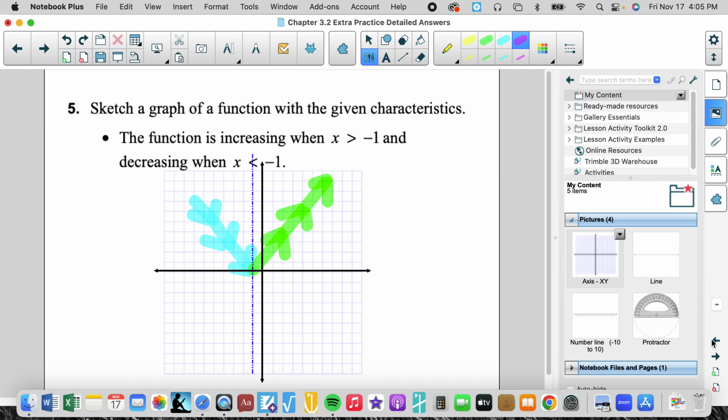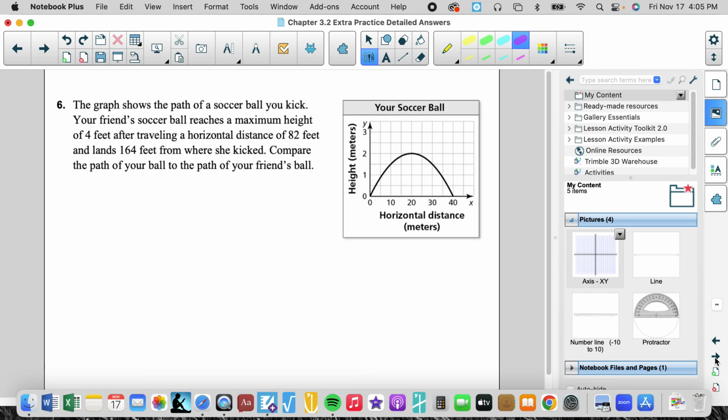Yeah, I'm just looking back at this one. I want to make sure the function is increasing and decreasing. Yeah, I think that's right. I think that's pretty good. I think that worked. Okay, I love this problem.